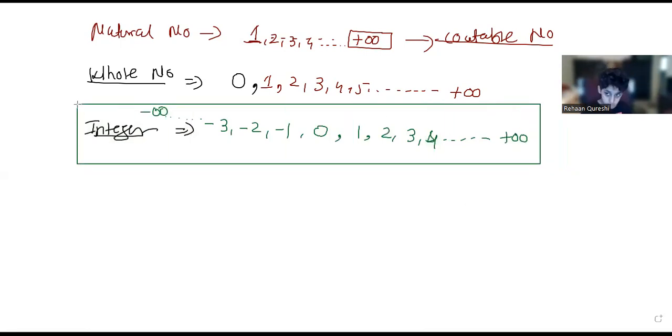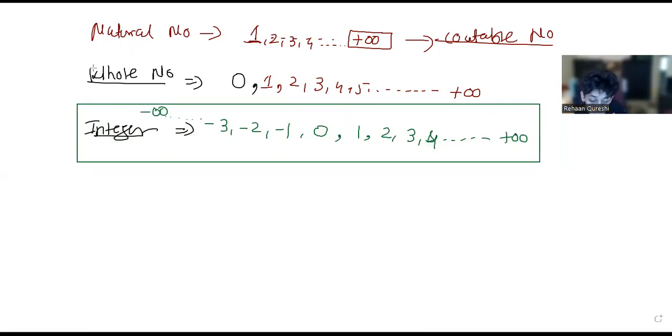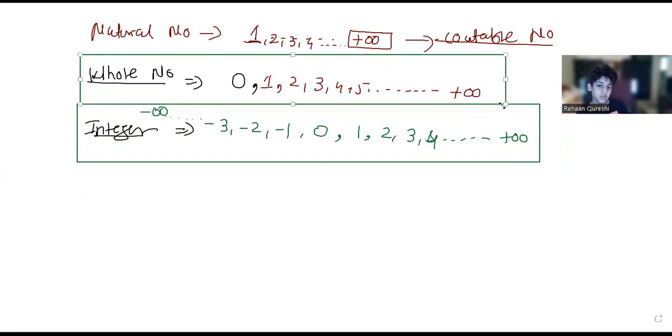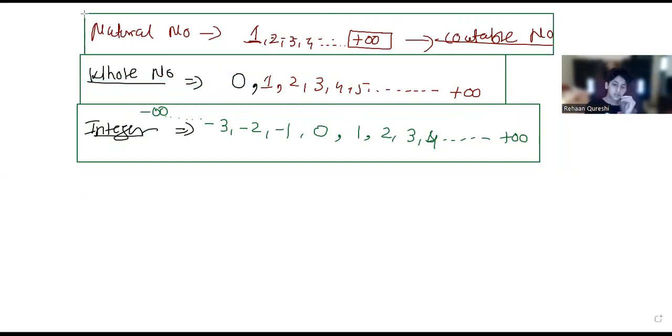ओके. होल नंबर में कौन से आएंगे? होल नंबर में 0 to positive infinity only. 0 1 2 3 4 5 6 like that. Now natural number में कौन से नंबर आते हैं? From 1 to positive infinity. So this is the difference between these three concepts.